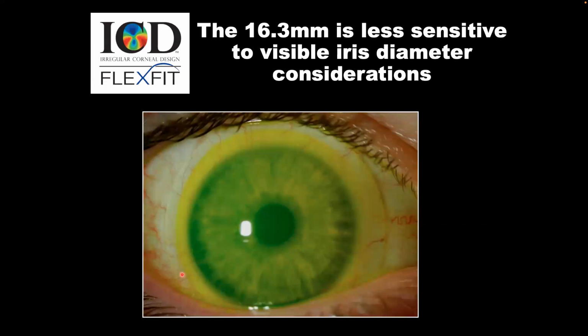As this slide says, the 16.3 is less sensitive to visible iris diameter considerations. I usually tend to go based as well on the profile of that cornea. I like to look at the patient's eye and have the patient turn sideways and take a look at that cornea and really assess how much larger I need to go, because that will give me a proper weight distribution later on with a larger diameter, right?